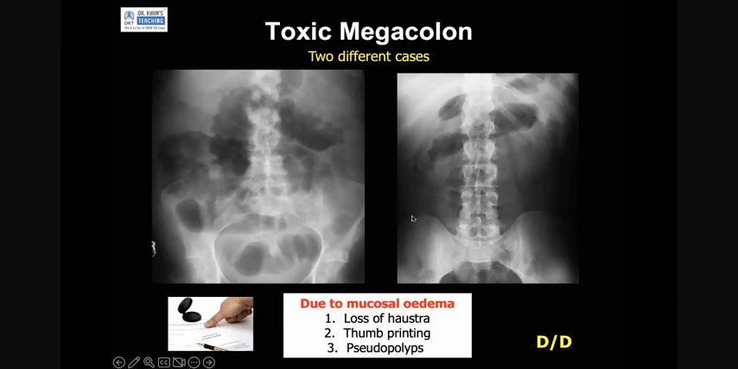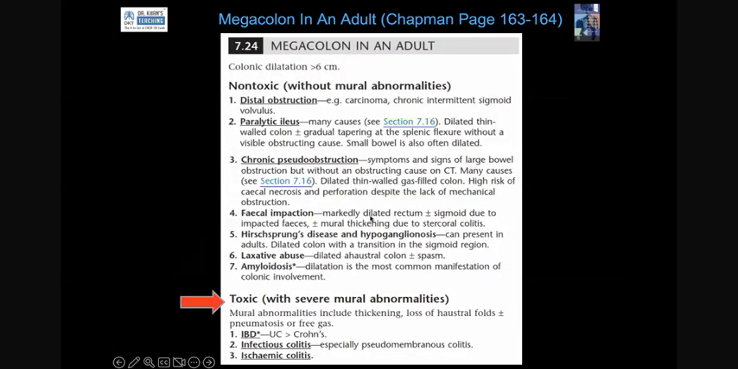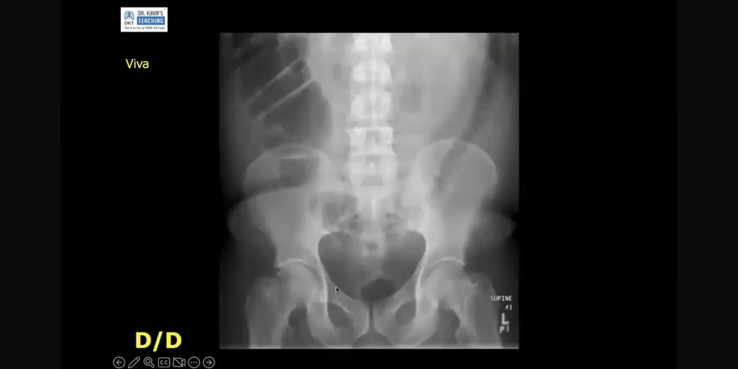And so always remember any gut bowel loop which is going across the midline, transverse colon, look for it. In your book, megacolon is two different headings, subheadings, non-toxic and toxic, where there are severe mural abnormalities, and which includes IBD, UC, Crohn's disease, infectious colitis, ischemic colitis.